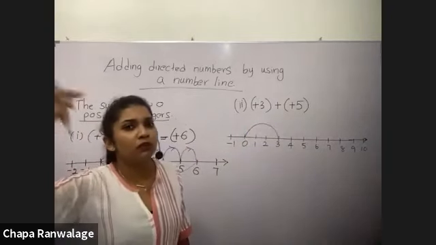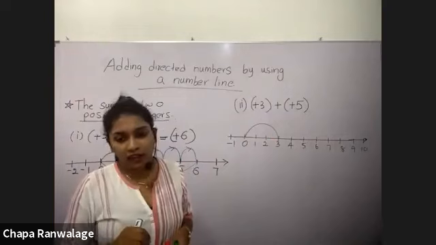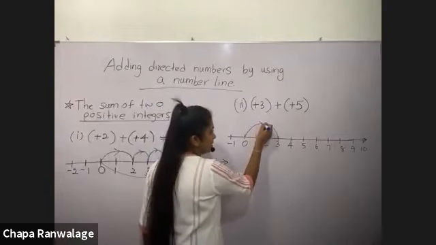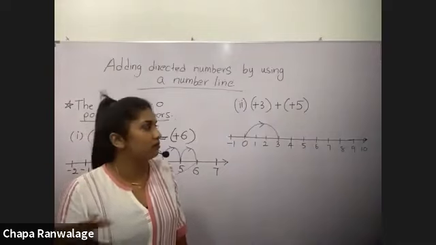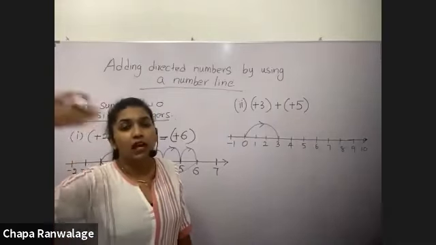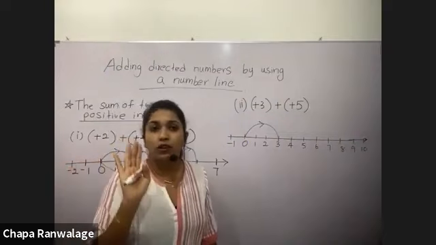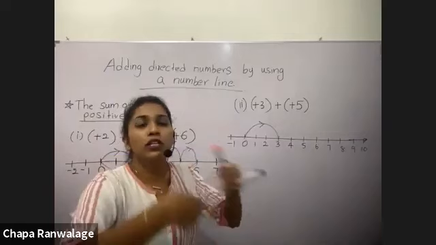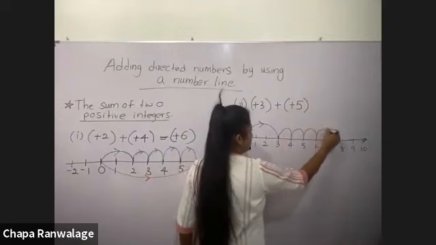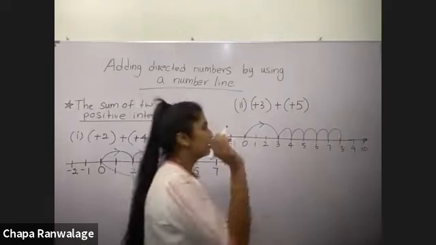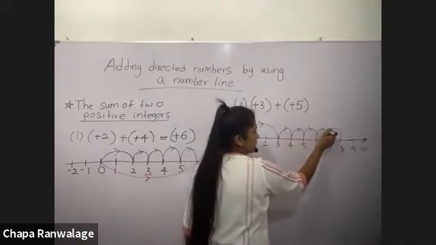Left side. No need to count one by one, because when we are starting, you can directly move to that point. Now mark the direction. Then plus 5. Plus 5 means how many units? I move toward right. So this is my direction.